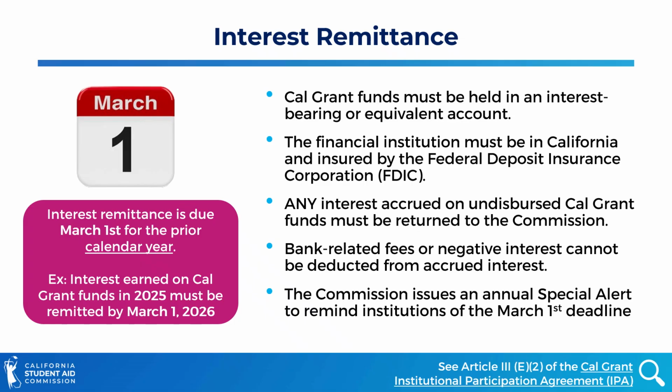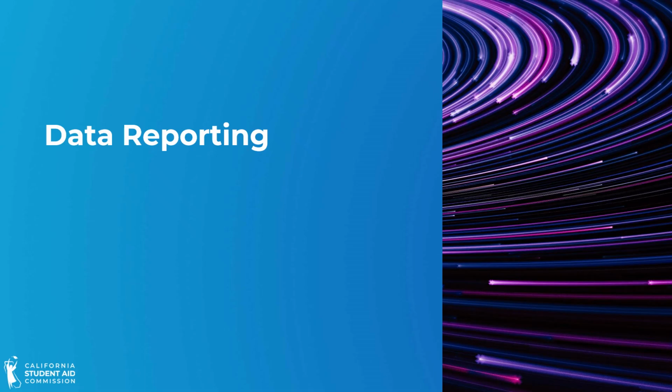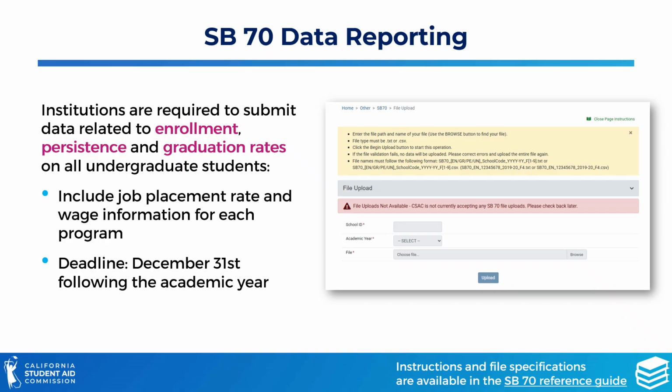Entrance remittance is due March 1st for the prior calendar year, not the school year. For example, interest earned on Cal Grant funds between January and December 2025 must be remitted by March 1st, 2026. Bank-related fees or negative interest cannot be deducted from accrued interest. The next two slides cover data reporting requirements for schools.